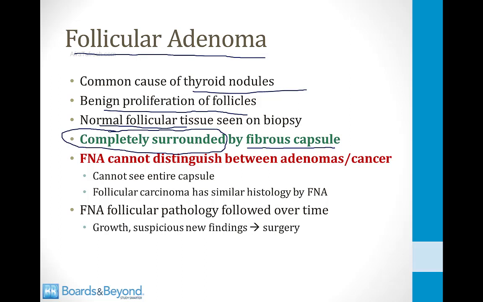This has important implications for workup of nodules. Because a follicular adenoma must be completely contained in order to be benign, this means a fine needle aspiration biopsy cannot distinguish between adenomas and cancer. That's because a fine needle aspiration biopsy cannot see the entire capsule, and follicular carcinoma has similar histology to follicular adenomas by FNA. To understand this, let's imagine that we have two thyroid nodules. In one nodule, there is a completely continuous fibrous capsule with some adenoma tissue inside.